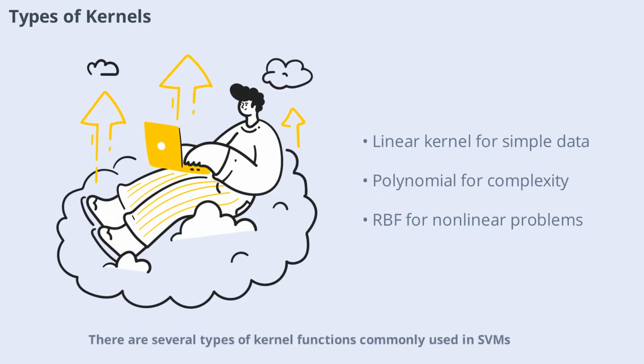There are several types of kernel functions commonly used in SVMs. The linear kernel is the simplest, suitable for linearly separable data. The polynomial kernel allows for more complex boundaries, while the radial basis function (RBF) kernel is popular for its ability to handle highly nonlinear data. Choosing the right kernel is crucial for the performance of your SVM model.